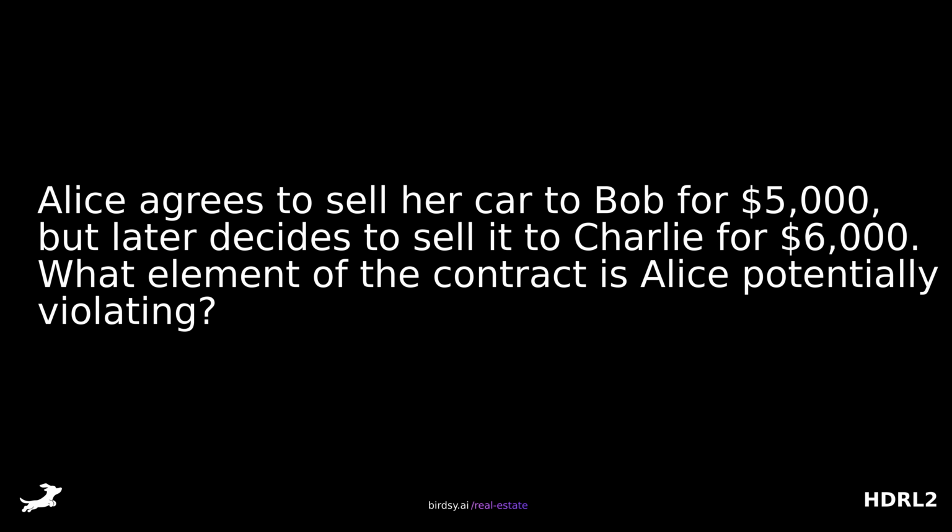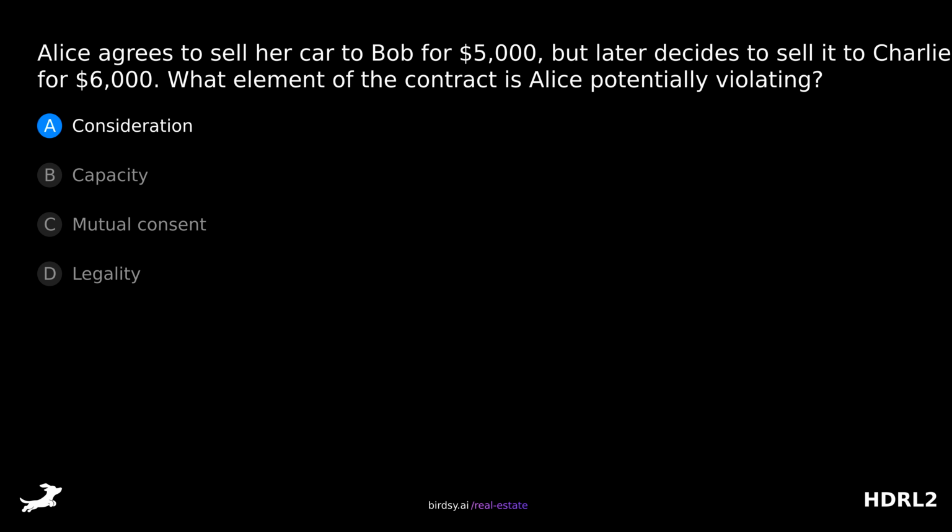Alice agrees to sell her car to Bob for $5,000, but later decides to sell it to Charlie for $6,000. What element of the contract is Alice potentially violating? Is it A, consideration, B, capacity, C, mutual consent, or D, legality?